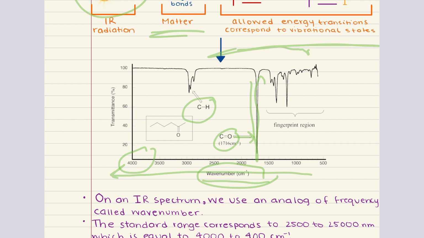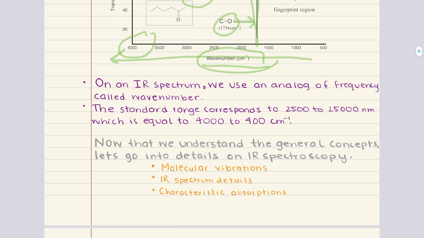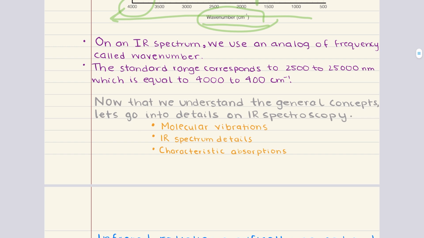Now that we've built a foundation for understanding what IR spectroscopy measures, we're ready to explore the finer details. So in the next part of the lesson, we're going to look at specific types of molecular vibrations, how to interpret peak position, intensity, and shape, and also how to recognize the characteristic absorptions that correspond to different functional groups.